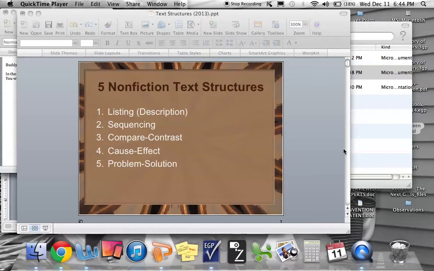So today what I'm going to do is talk to you about nonfiction text structures. They're called listing or description, sequencing, compare and contrast, cause and effect, problem solution.